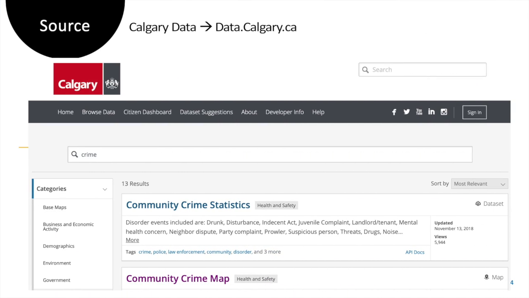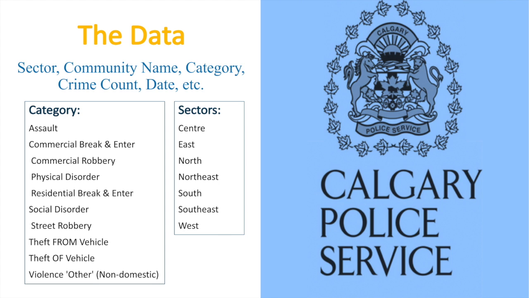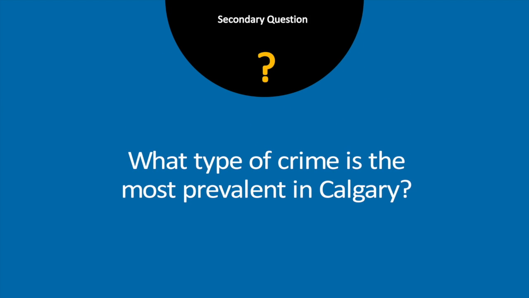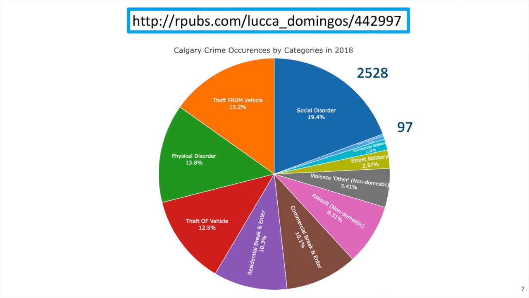So I got this data from Data Calgary, where they have a community crime map with all the information, such as the sectors of the city and the types of assaults that happen in each of them. I wanted to know what type of crime is the most prevalent in Calgary, so I made this pie chart with all the types of assaults in Calgary.